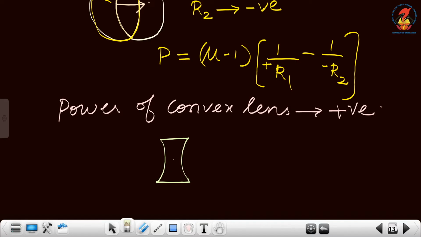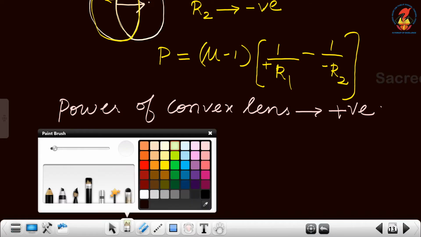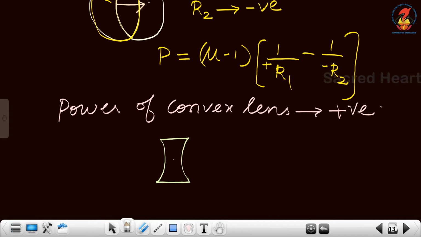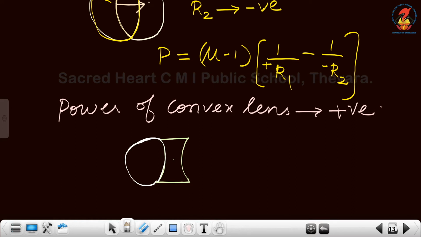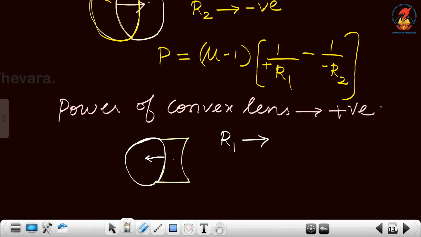Your optical center. Now this concave lens is also made from spheres, isn't it? So let us take the first refracting surface, and this is the sphere. First refracting surface, which means R1, and so this is the center of curvature, so R1 is taken in the direction opposite to the direction of light, isn't it? Which means for a concave lens, R1 is, the value will be negative.